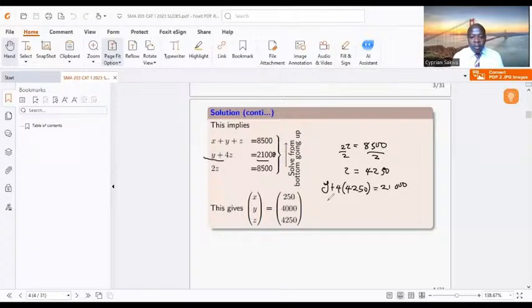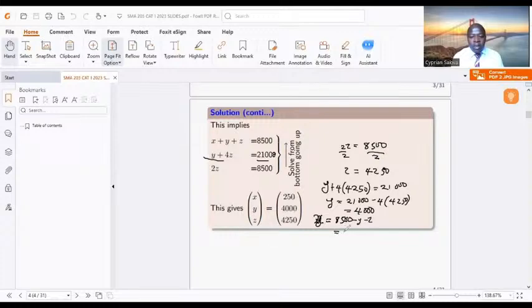And then, what is y? Y would be 21,000 minus 4,000 multiplied by 4250. I was getting this to be 4,000. Then you move to this upper equation. It begins with x. Says x would be 8,500 minus y minus z.